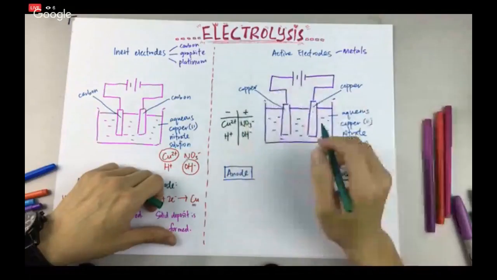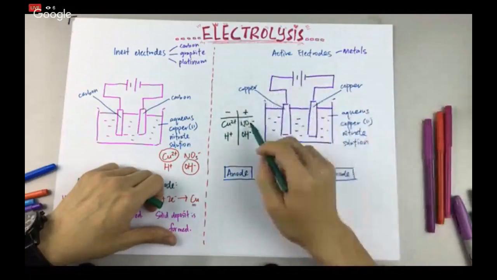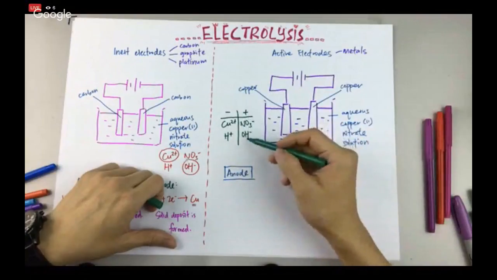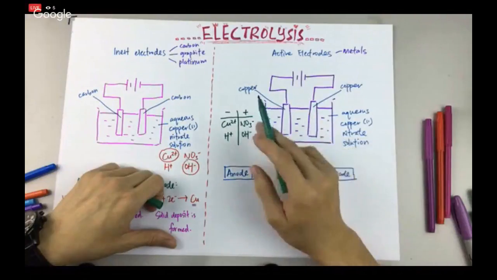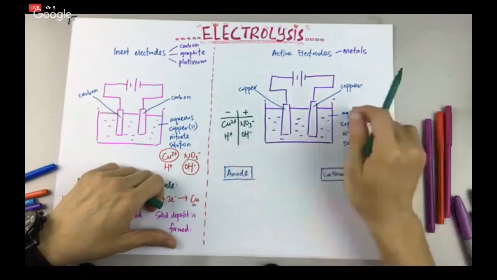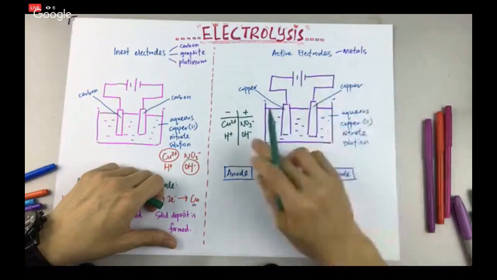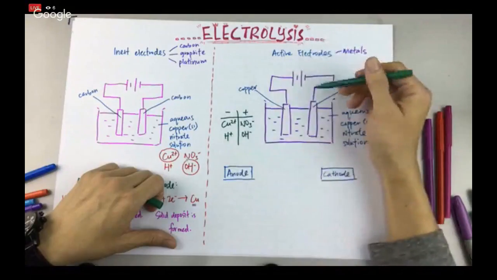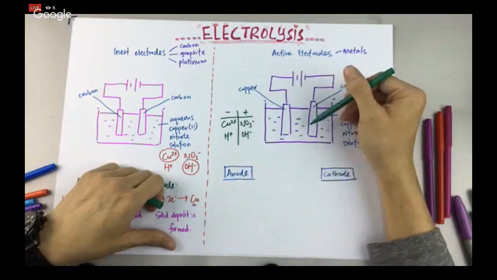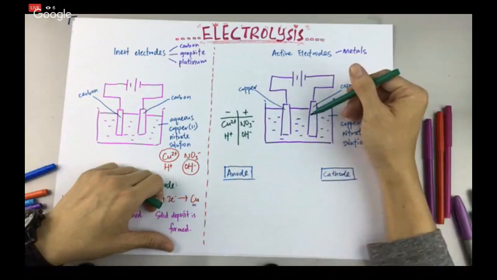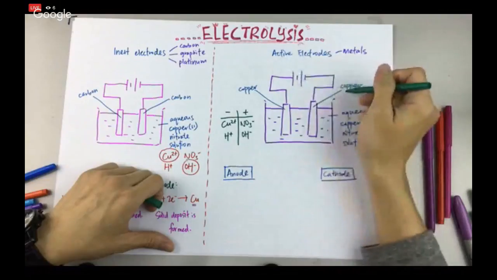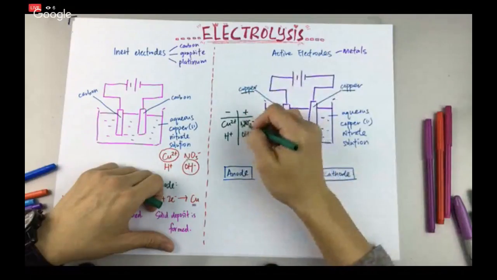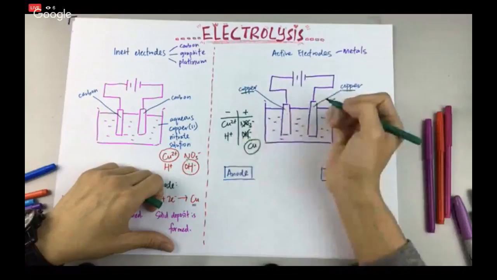Remember, for active electrodes, what is an active electrode? Active electrodes are very reactive. They will react with the electrolyte. So since it's copper, the copper itself will get discharged, not these two. Copper itself will get discharged. At the cathode, same thing, you will get copper ions as well. So, how do you derive the half equation at anode?